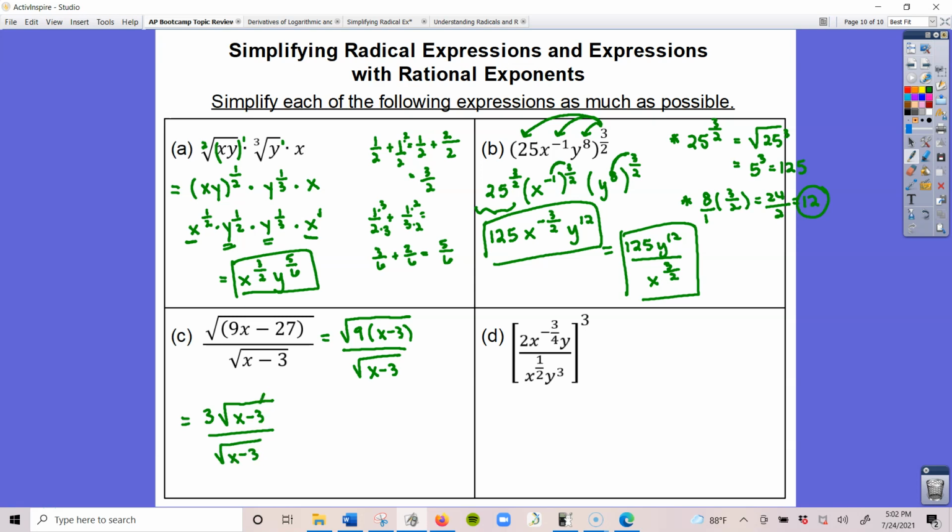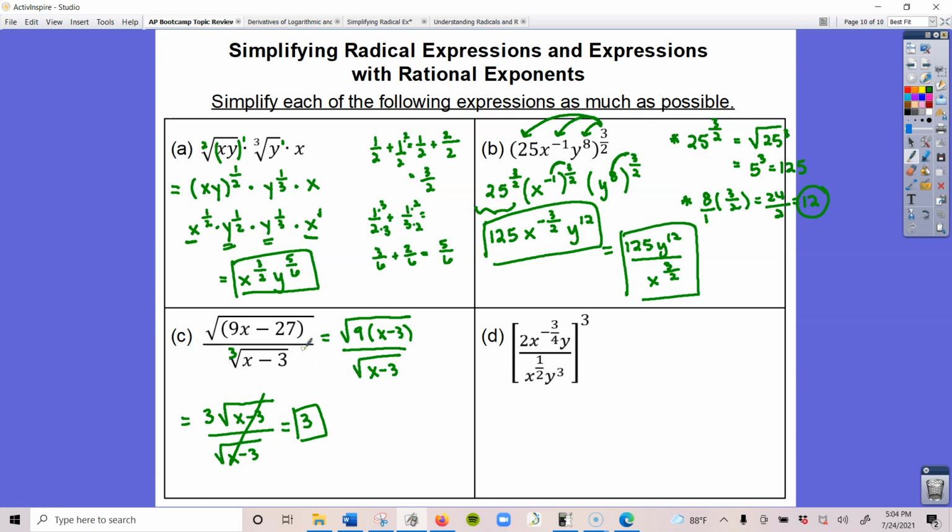So here what happens, these square roots cancel, and I'm left with the answer, which is 3. So this one ended up working out pretty nicely. Now let's just say, for example, that this denominator was not the square root of x minus 3, but the cube root of x minus 3, which you have a question very, very similar to this one in your assignment.